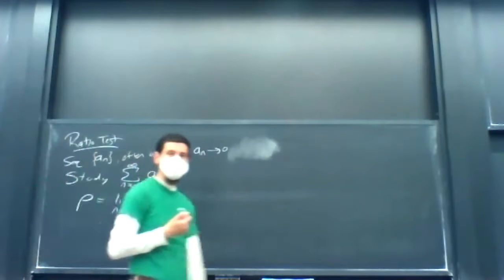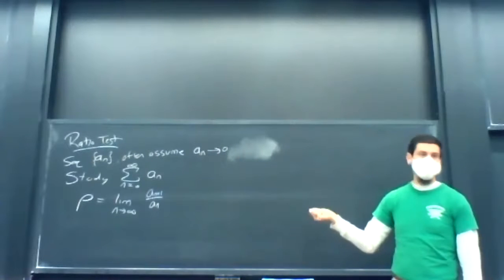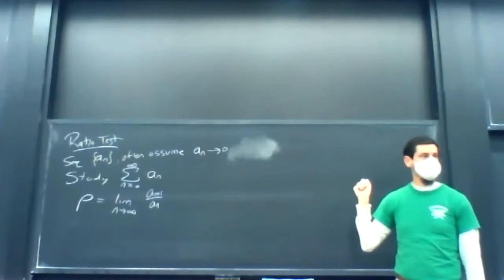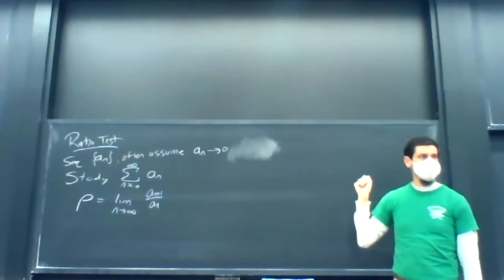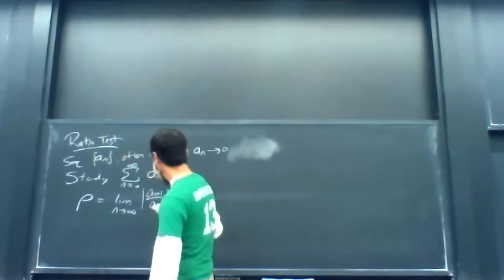Does anybody have a preference one way or the other? Do you want to take the ratio and then take absolute values, or take absolute values to begin with? So let's take it to begin with.